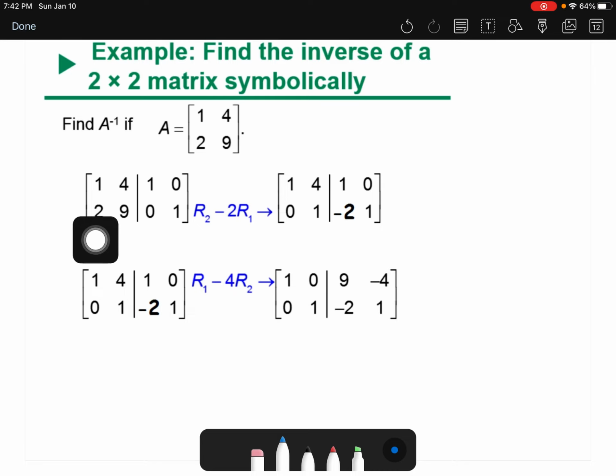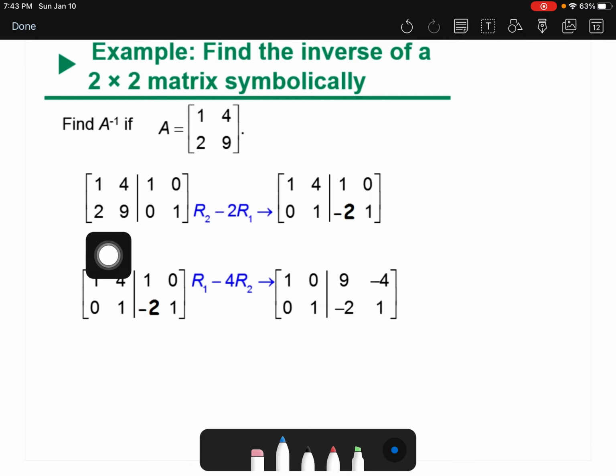So you start with your 1, 4, 2, 9, that was our original matrix, and then we put in our identity matrix on the other side of our vertical bar here in our augmented matrix, so 1, 0, 0, 1. And so now what we want to do is we want to translate this left side, and we want to make it so that it's down to 1, 0, 0, 1 on that side. Okay, so we're going to use our row operations, and the first thing we want to do is make a 0 down in this spot where the 2 is. So to do that, we're taking row 2 minus twice row 1.